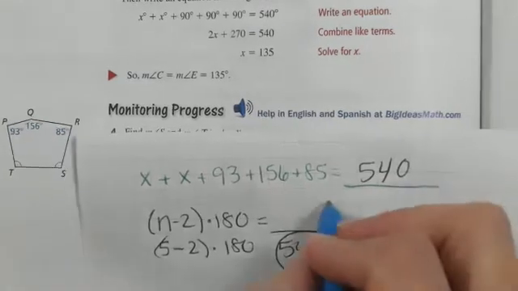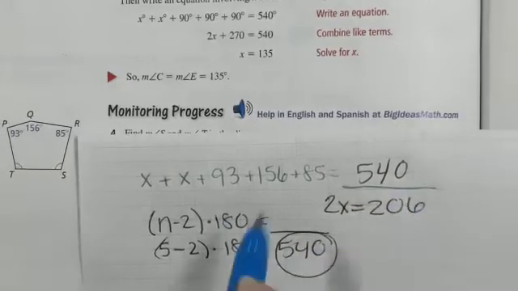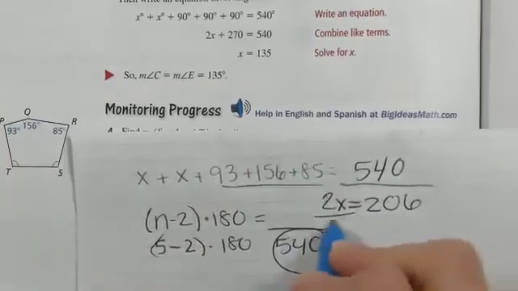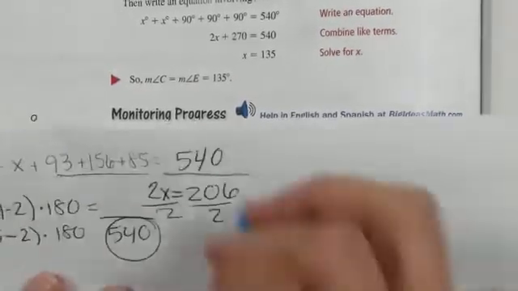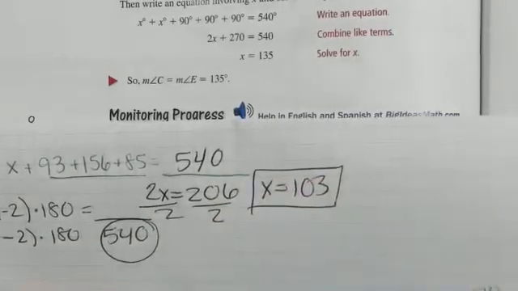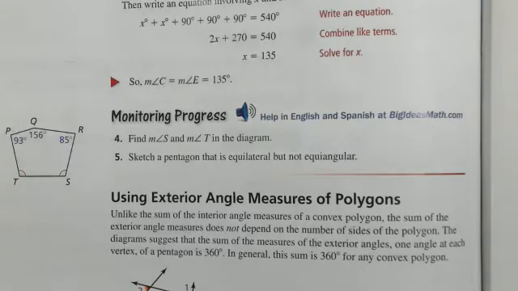So we have 2x equals 206 once we subtracted all of those. Now we just divide by 2 and we're left with x equals 103. So each angle measure is 103 degrees. Okay, let's move on.